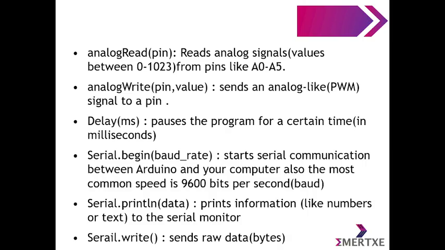Serial begin, baud rate, starts serial communication between the Arduino and your computer. The most common speed is 9600 bits per second. Serial.println data prints information like numbers or text to the serial monitor. That's it. And Serial.write sends the raw data bytes.